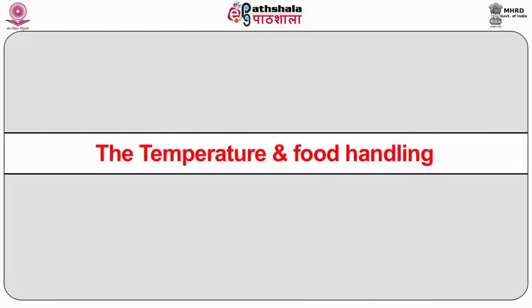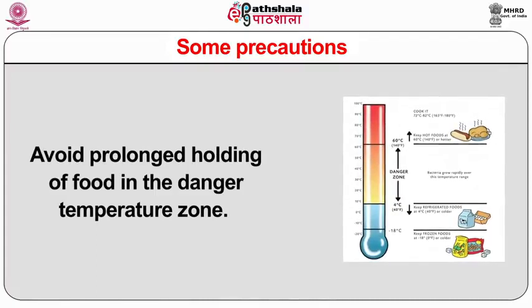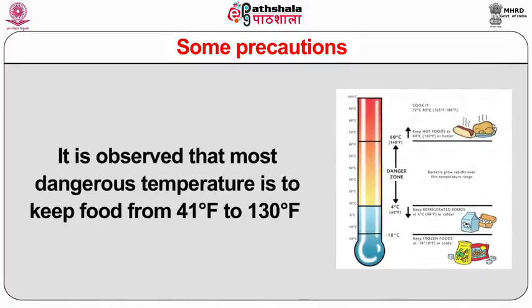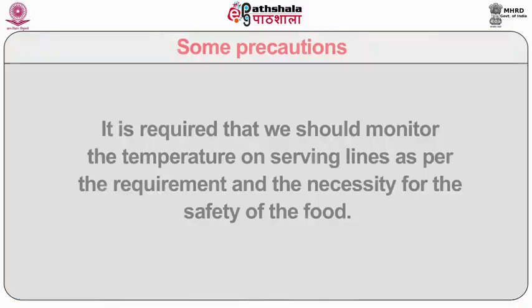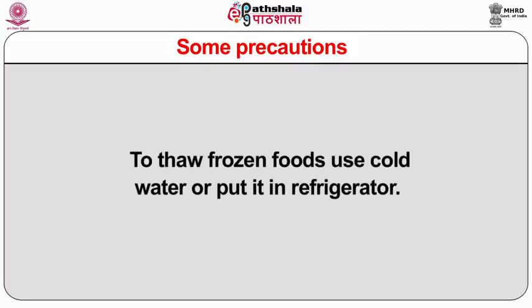The temperature and food handling. Some precautions avoid prolonged holding of food in the danger temperature zone. It is observed that the most dangerous temperature range for keeping food is from 41 degrees Fahrenheit to 130 degrees Fahrenheit. It is important to have functional thermometers in all the food storage places for accurate assessment of temperature. We should monitor the temperature on serving lines as per the requirement and necessity for the safety of the food. To thaw frozen foods, use cold water or put them in the refrigerator. Do not thaw foods at room temperature.